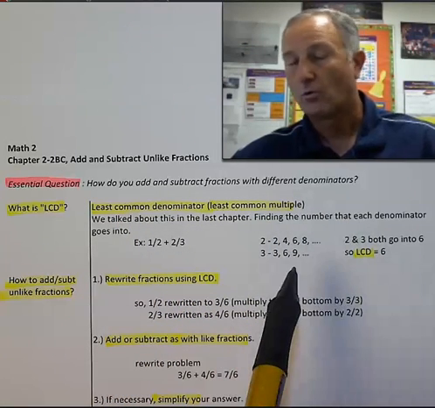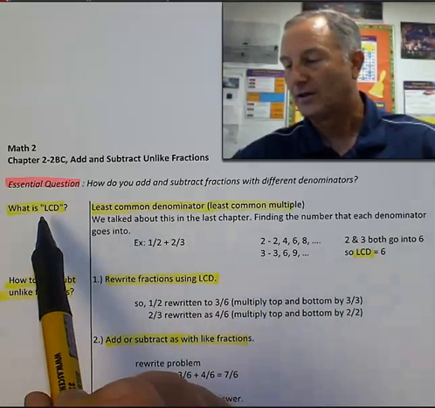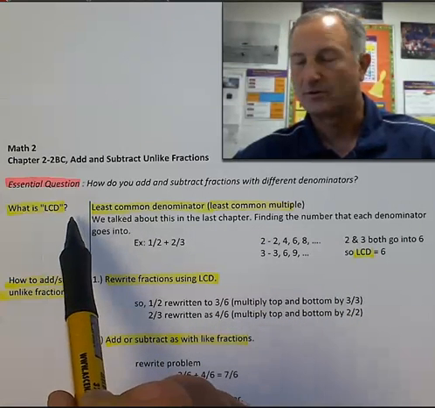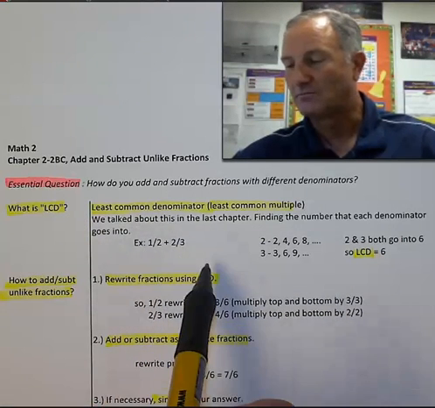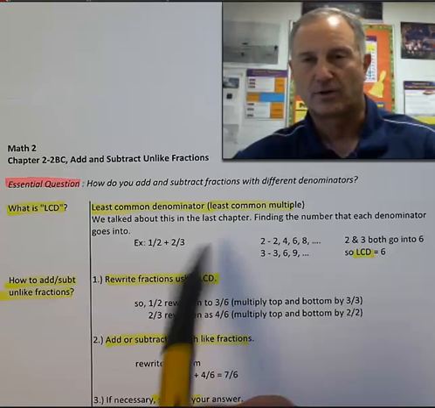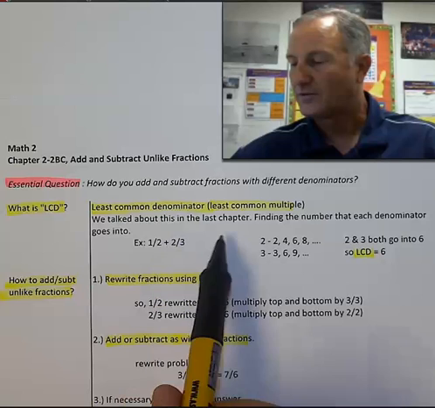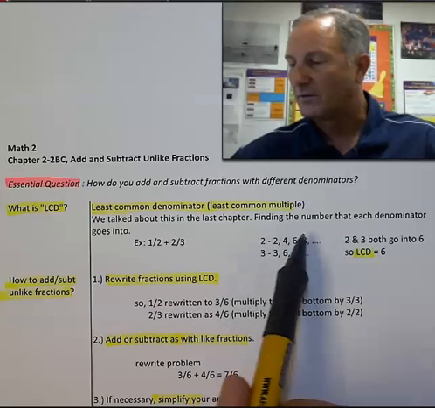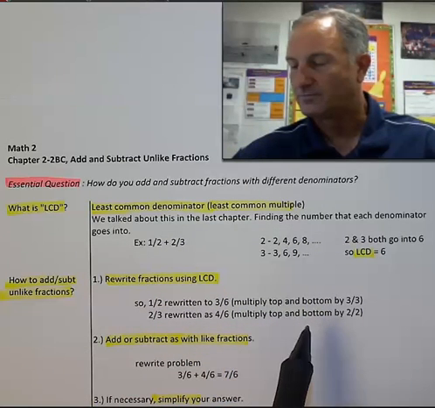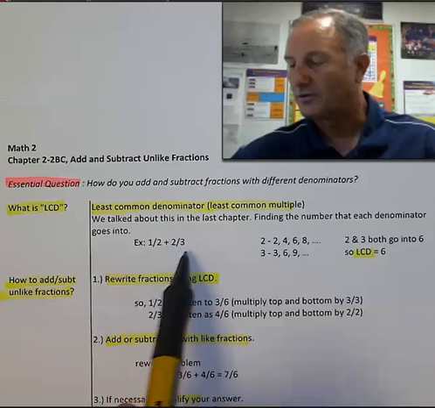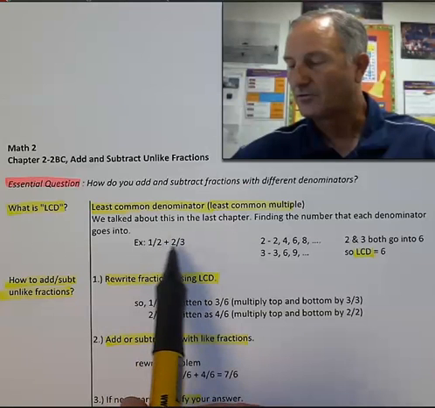Well, we're going to do this by talking about the LCD, which should be familiar to you. Least common denominator, or it's like the least common multiple. It's the number that each of our denominators goes into. We talked about this in the last chapter, finding the number that each denominator goes into, like 1/2 plus 2/3. You see the unlike denominators, 2 and 3.